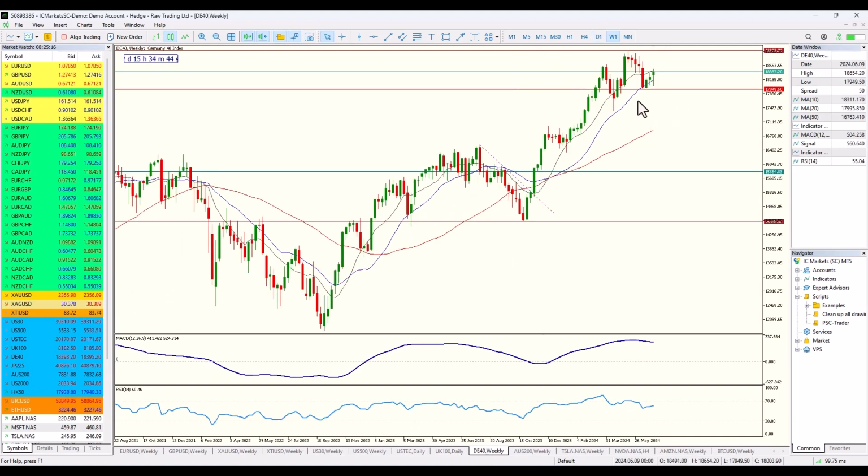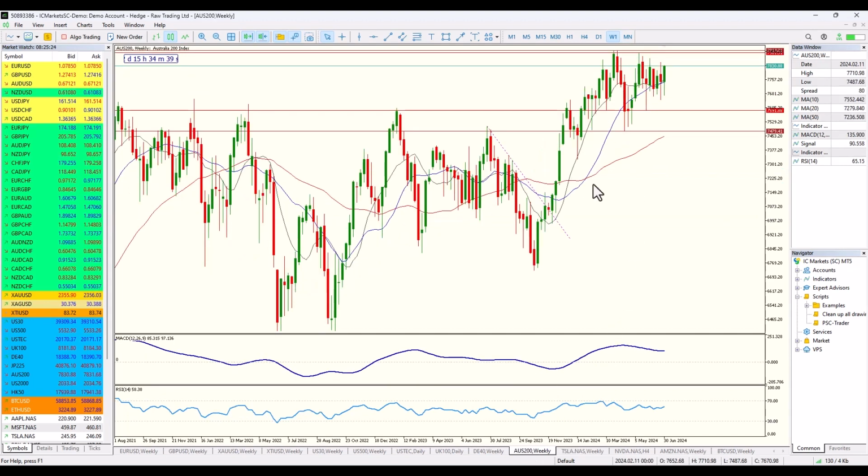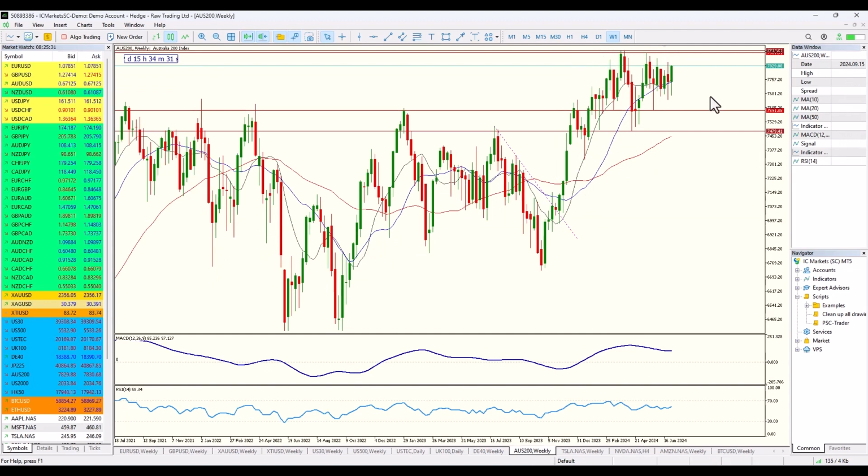The DAX as well, producing a higher low and a higher high. This is also nice and bullish, and so my expectation here is that this will continue higher. Then let's have a look at the Aussie 200. This is also producing a series of higher lows, working its way up into a very strong level of resistance, after which it is likely to break out and continue higher.